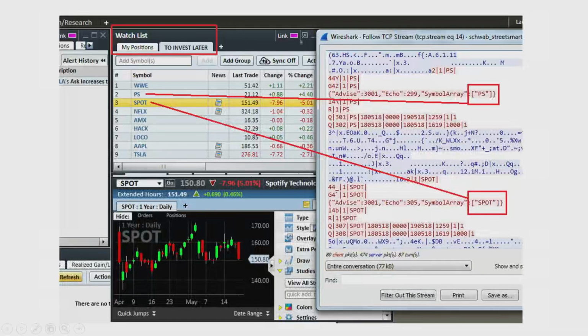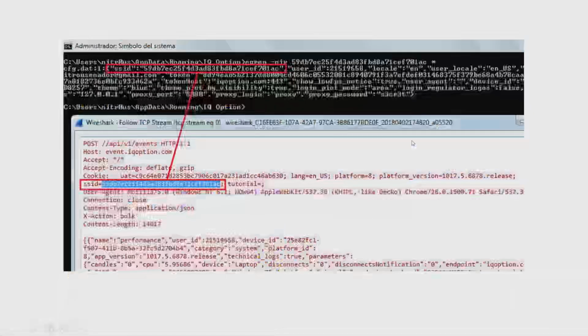This is another one, Charles Schwab. Your watch list, your portfolio, clear text.